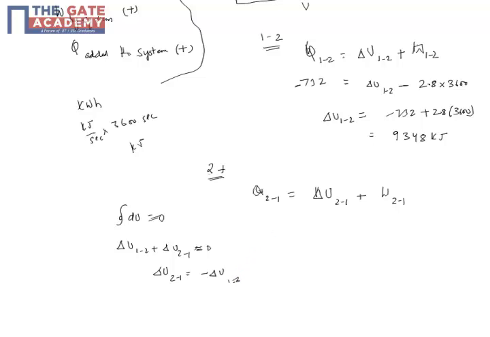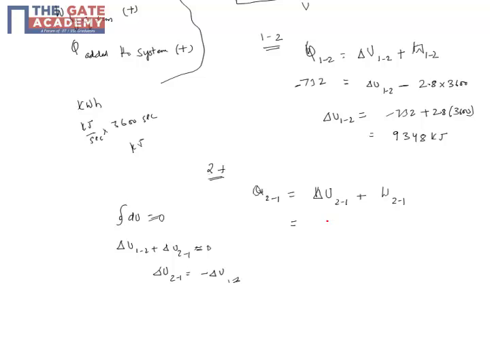Because at the end of each cycle, basically you are at the same state. All your state variables are the same, and internal energy is a property of the system. So all the properties are brought back to the same initial value which was at the start of the cycle. Pressure, temperature, everything is the same. Internal energy is also a property, so it is also the same.